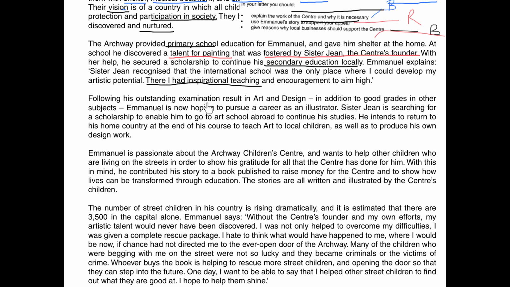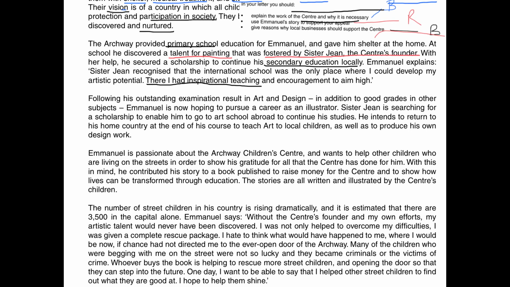Following his outstanding examination result in art and design, in addition to good grades in other subjects, Emmanuel is now hoping to pursue a career as an illustrator. Sister Jean is searching for a scholarship to enable him to go to art school abroad to continue his studies. He intends to return to his home country at the end of his course to teach art to local children as well as to produce his own design work.